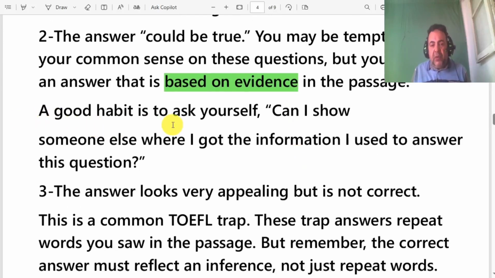It's a good habit to ask yourself, can I show someone else where I got the information I used to answer the question? If you find a reasonable reason why you chose this answer and you can explain it to others, that means that you chose the right one. Okay, is it clear now? If you have the reason that you based your choice on, it means that I understand why I chose this sentence. So if I can explain it to others, make sure that your choice is correct.